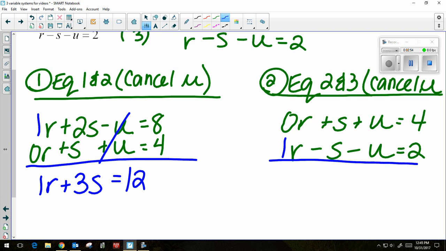Remember, there's a 1 here. So 0 plus 1 gives me 1r. Positive s minus s cancels. Positive u minus u cancels. So 2 variables canceled here. And then I have 4 plus 2 equals 6. This one is super easy because I don't have to solve a 2 variable. I already found r. So now I'm going to solve for s.